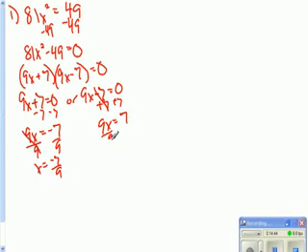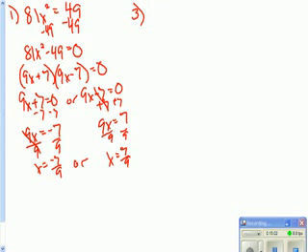9x equals 7. Divide by 9. X is 7 over 9. So it's either positive or negative 7/9. Alright, and a lot of times that will happen where you get a positive or a negative. Sometimes it won't, so don't assume that's going to happen every time.